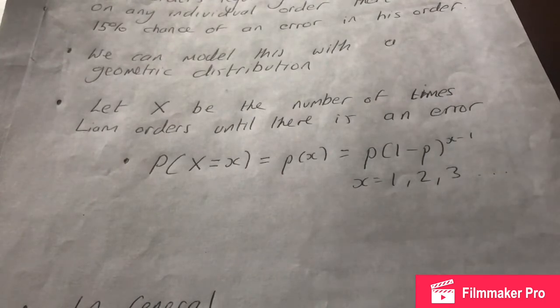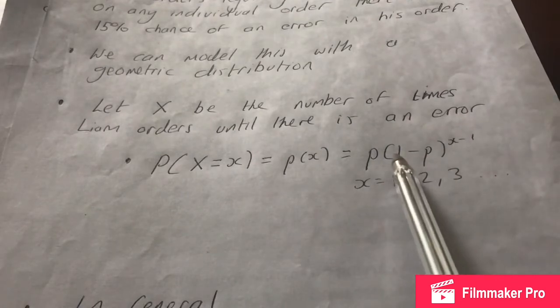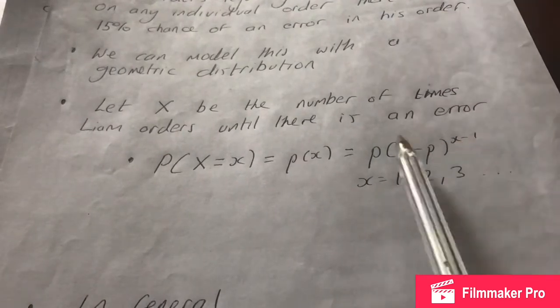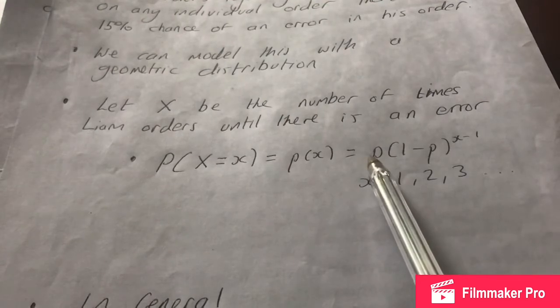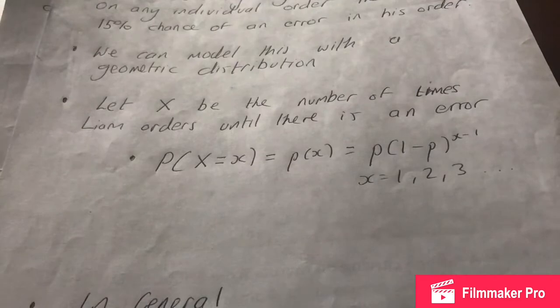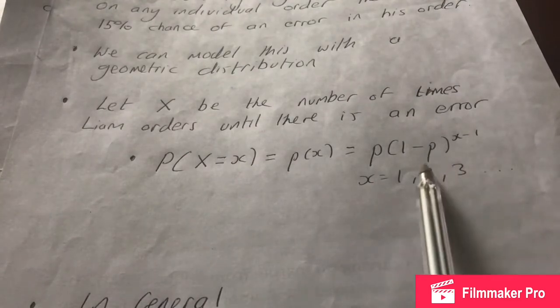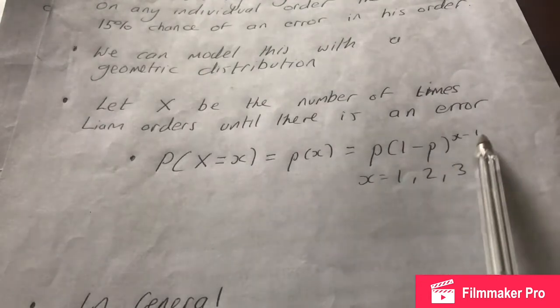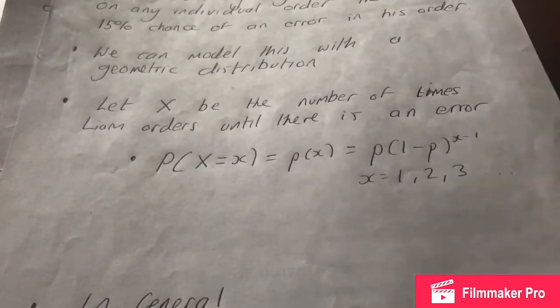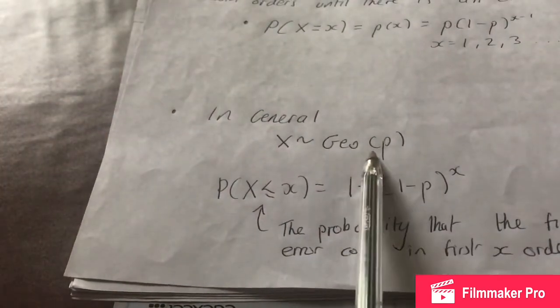Well, let's think, in this case, let's say Liam's first error in his order is on the 10th attempt. You'd have 9 error-free orders, so that would be the probability of no error to the power of 9 times the probability of an error. There's only one way, so there's no choose function needed here. No error to the power of 9 times error. Now in general we use this notation, X is GOP.